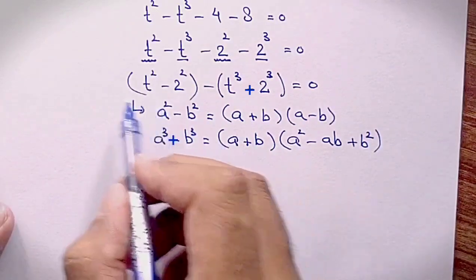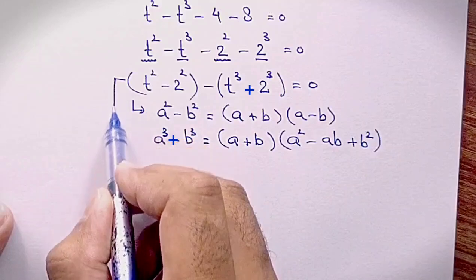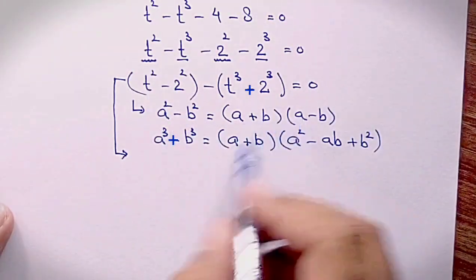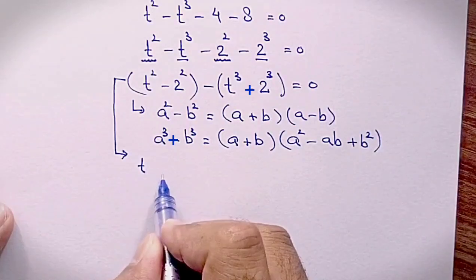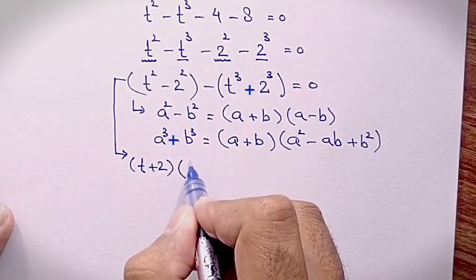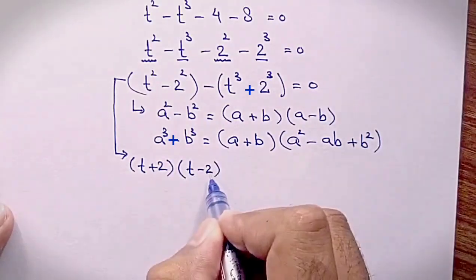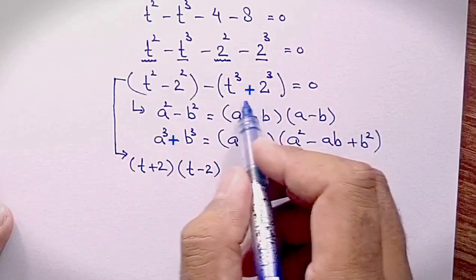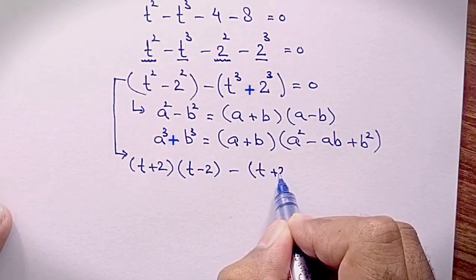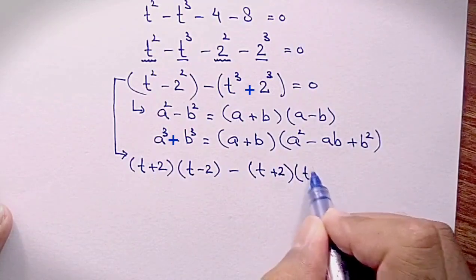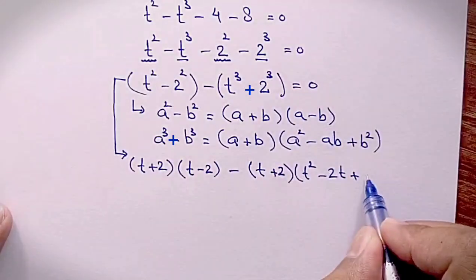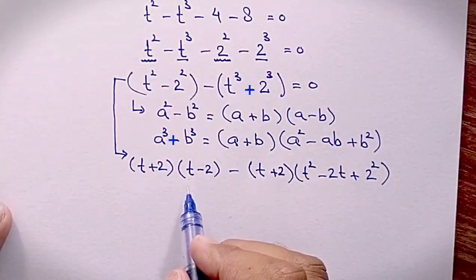Then in the next step, this part is in this form, then we change into this form. A plus b, it will be t plus 2. So here it is t plus 2 bracket. A minus b, it will be t minus 2. So t minus 2 bracket. Then minus into this part is in this form, then we change into this form. So a plus b, it will be t plus 2. So here bracket t plus 2 bracket. Again bracket t squared, then minus, it is 2t. Then plus b squared, it will be 2 squared, which is 4. Bracket equals 0.